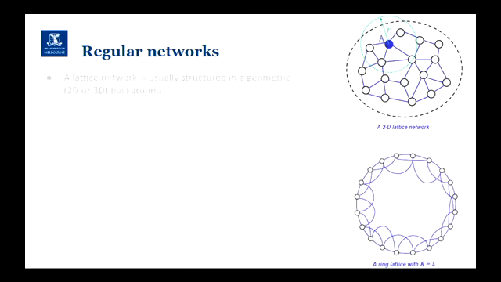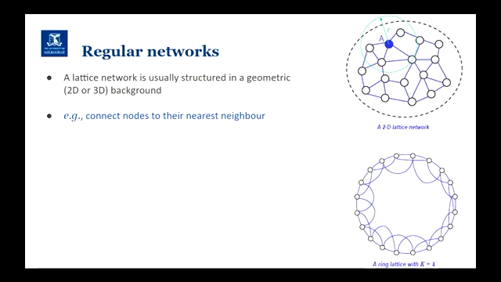So starting with regular networks, basically a lattice network is usually structured in a geometric background, either 2D, 3D, or 4D. We can create a lattice network by connecting every node to the nodes nearest to it, so we have a Euclidean physical distance between them. That makes sense, for instance, if you're considering roads, or actual physical networks. And one type of regular network is the ring lattice.